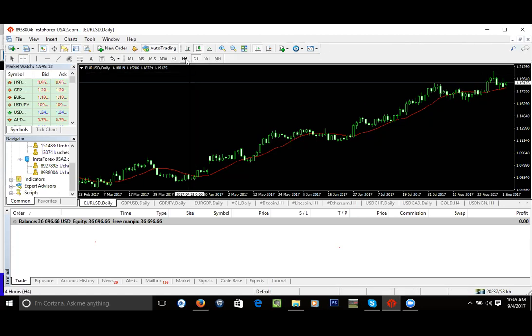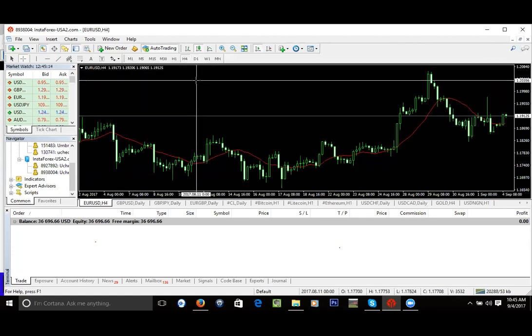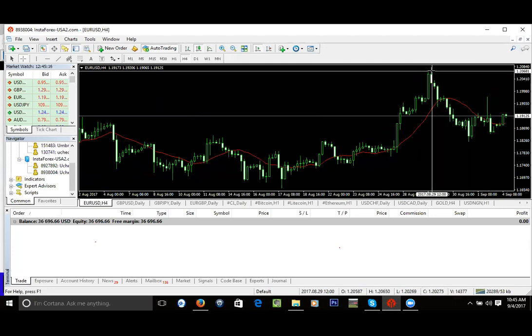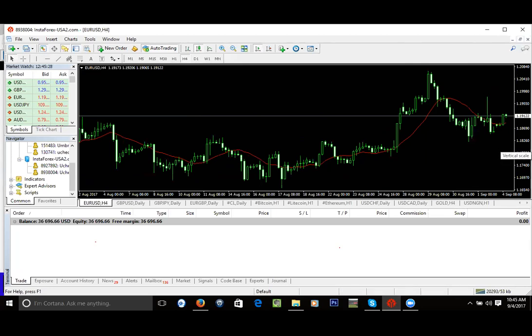Okay, let me give you another instance from a 4-hour chart. This is a 4-hour chart since August 28th. The lowest price of Euro USD is 1.18260. That is the lowest, while the highest is around 1.220. That is the highest.